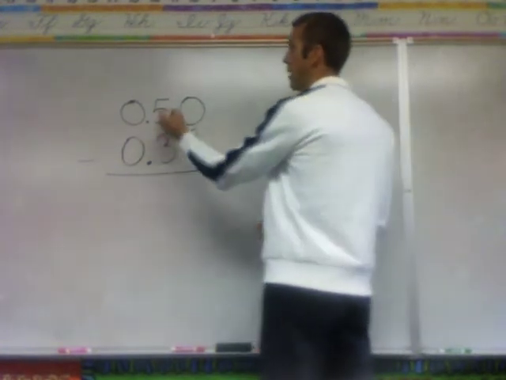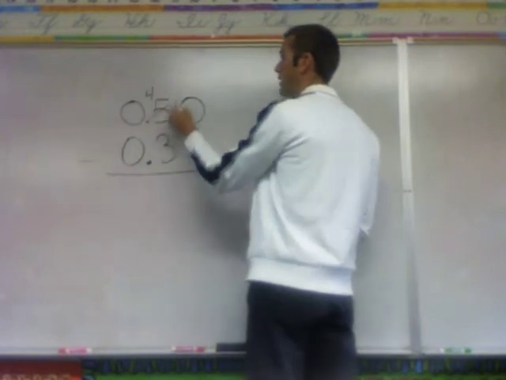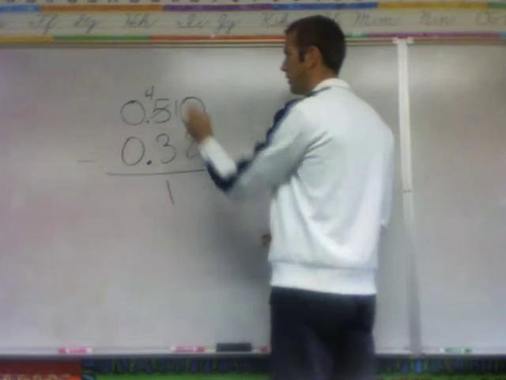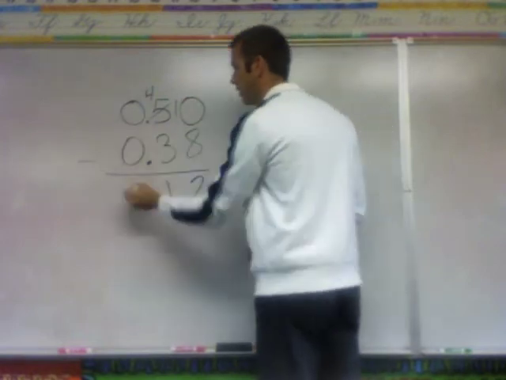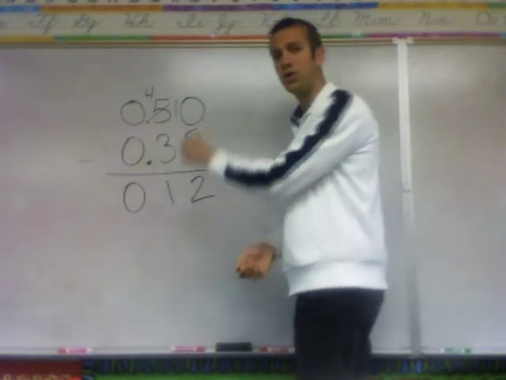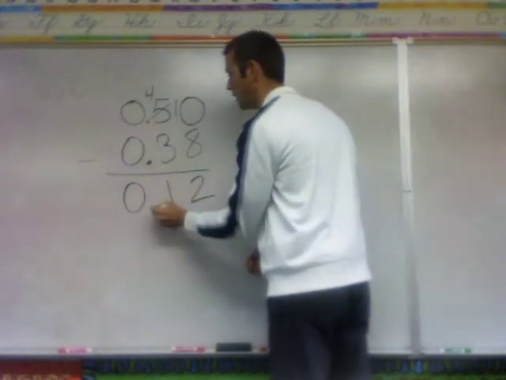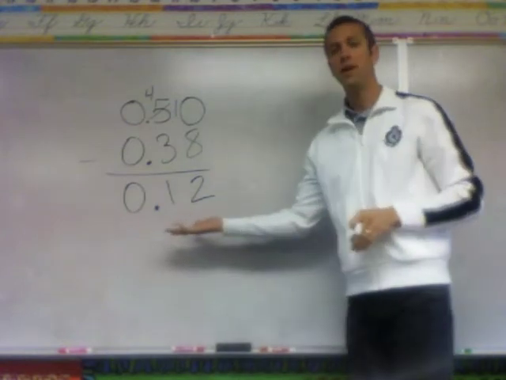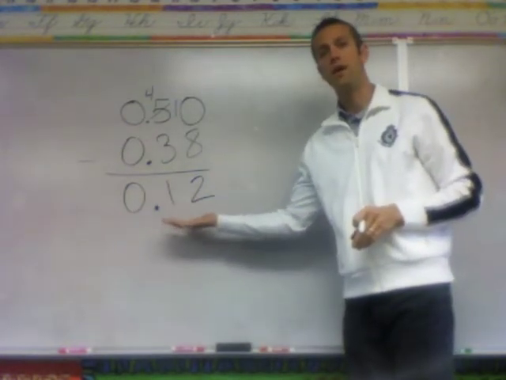So let's subtract that. You would cross the 5 out and place the 1 there, and now you would have 4 minus 3 is 1, 10 minus 8 is 2, zeros come down, and the decimal for adding and subtracting goes straight down. It doesn't apply to multiplying or dividing, just adding and subtracting. So your answer is 0.12 or 12 hundredths.